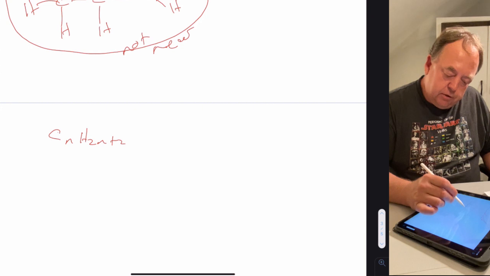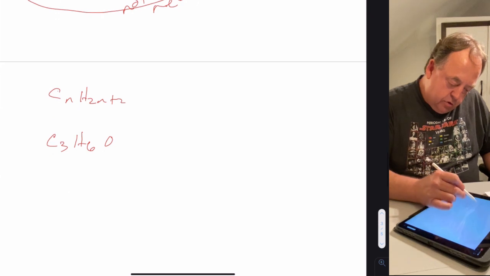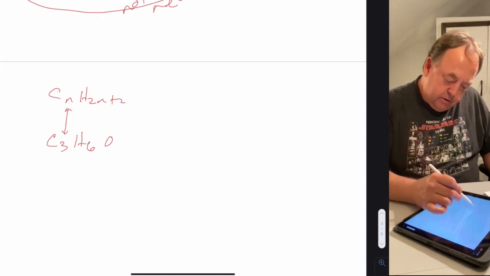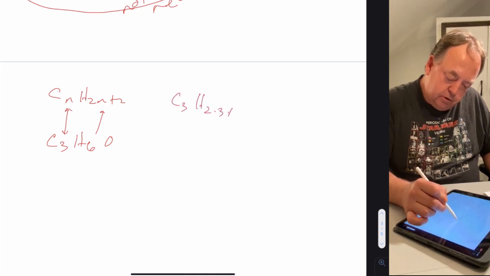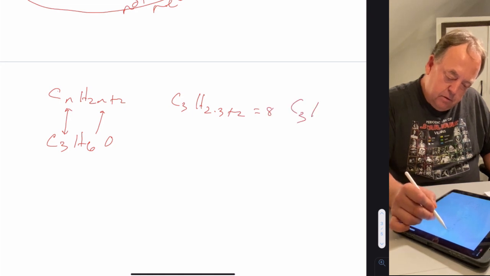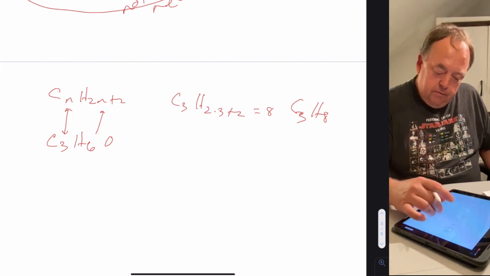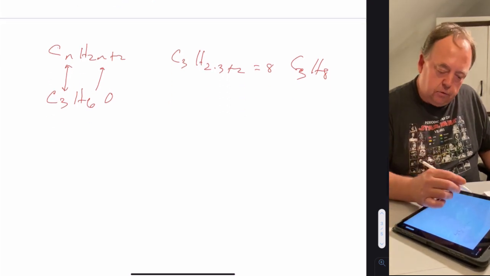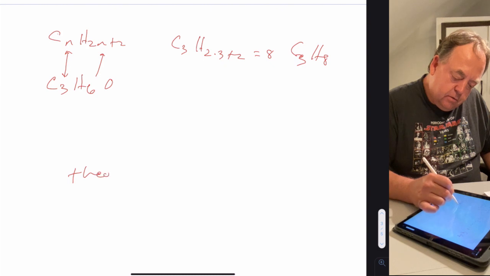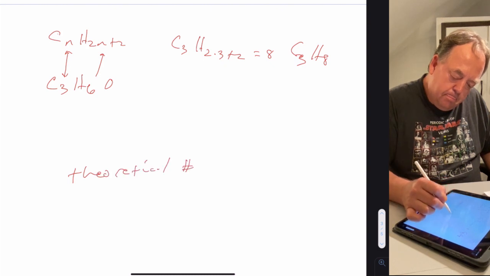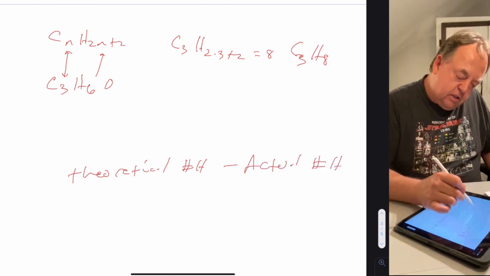So this CnH2n+2. For our formula, C3H6O, n is 3. So then H is 2 times 3 plus 2 equals 8. So if you have 3 carbons, you could have put 8 hydrogens on the molecule, but you only had 6, so that tells you something. So the formula is this: theoretical number of hydrogens minus actual number of hydrogens. So this is theoretical.